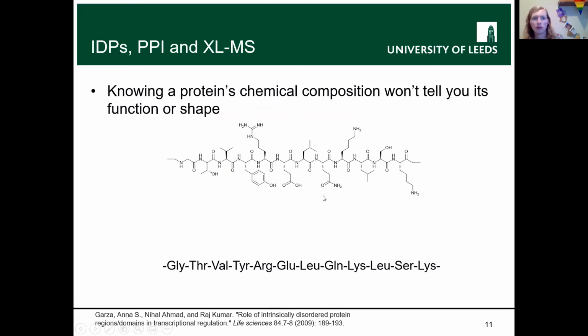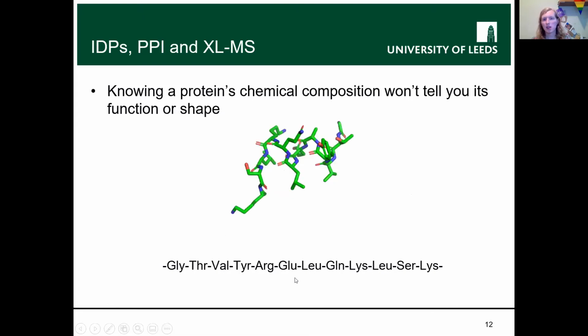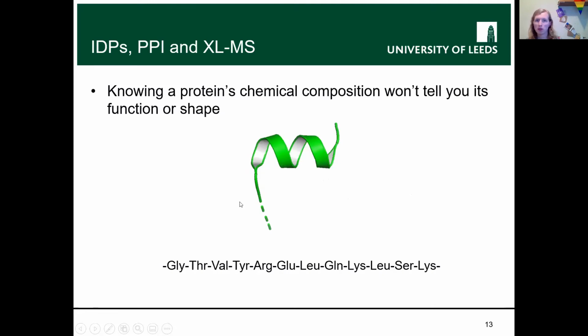So starting at the beginning, knowing a protein's chemical composition won't tell you its function or its shape. On the screen here, I have just a string of amino acids, the basic building blocks of a protein. At the bottom there, they're the chemical codes of those amino acids. As a chemical biologist, I like to think of these not just as molecules, but as blobs and bits of blobs on a string. What we actually care about is the shapes they form within proteins, and how these shapes and surfaces can interact with each other.